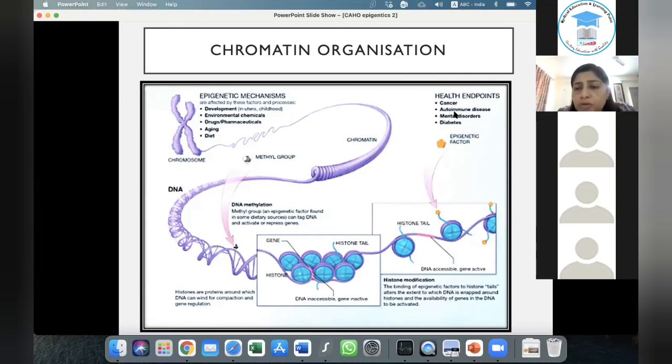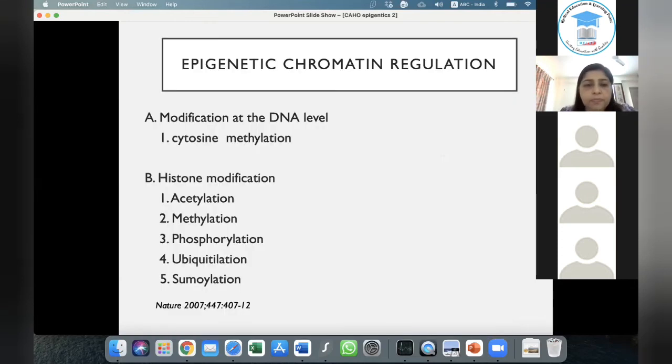It could lead to autoimmune disease. It could lead to mental disorders. It could lead to diabetes. So epigenetics is now being used to explain all these autoimmune diseases, autism, schizophrenia, diabetes, everything is being attributed to environmental factors through epigenetic mechanisms. So how is the chromatin regulated? How does it happen? So if you look at the DNA, I said that it could happen at the histone level and at the DNA level. At the DNA level, there is cytosine methylation.